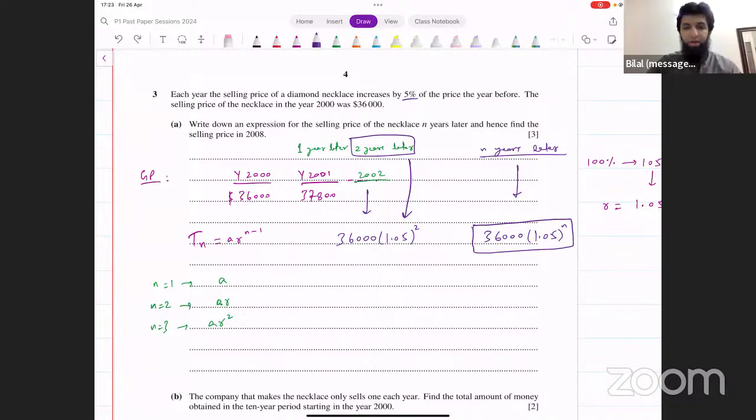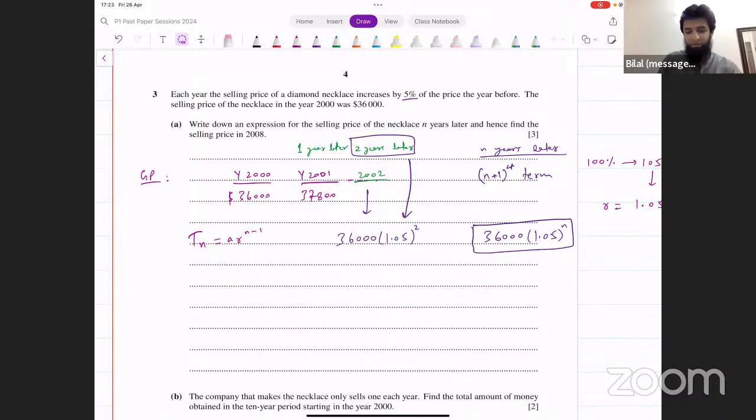Okay, it's not going to be n minus 1. It's going to be n in this case, because we're talking about n years later. So considering this is the first term, 1 year later would be the second term. 2 years later would be the third term. N years later, you would have the n plus first term. At this position, the formula is going to look like this: 36,000 into 1.05 raised to power n, and that's the expression that we were looking for.